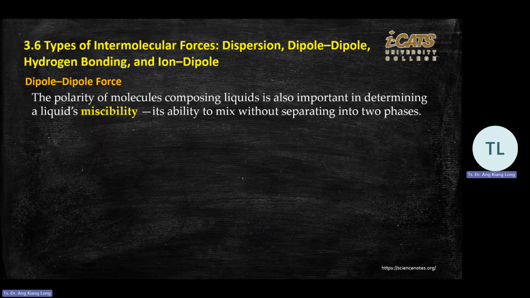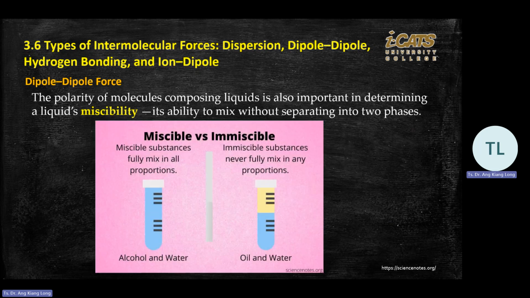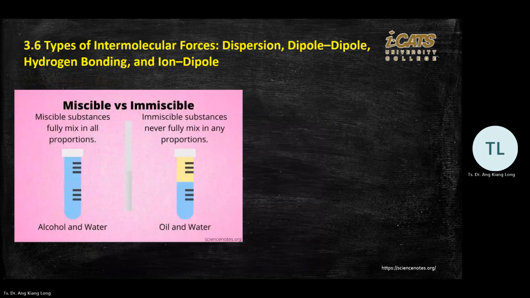Another technical word for chemistry is called miscibility. Miscibility: if a molecule has polarity, then the liquid is able to mix together. All right. So for example, for miscible substances that fully mix, if you mix alcohol and water, they're able to mix. If you mix oil and water, then it's immiscible, or the miscibility is very low. Okay.